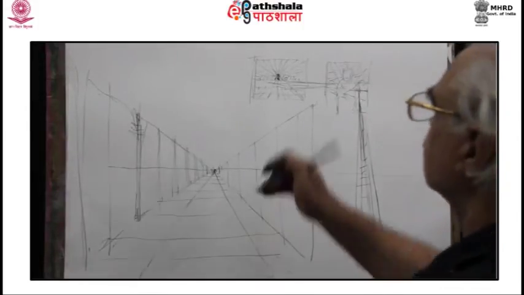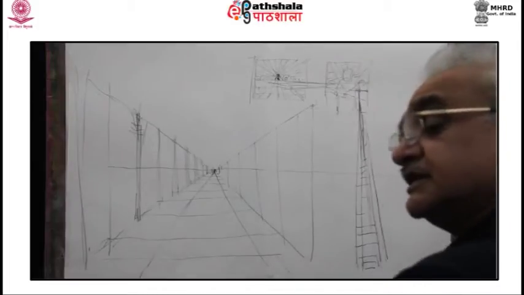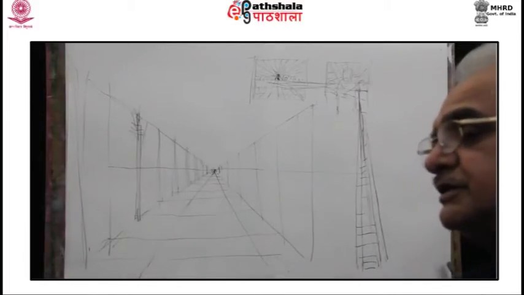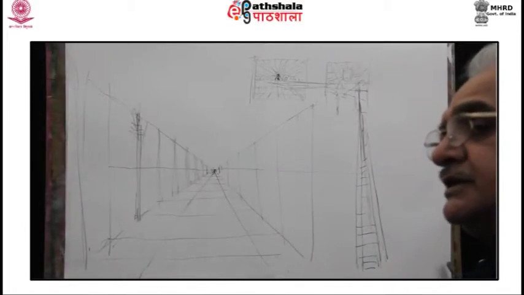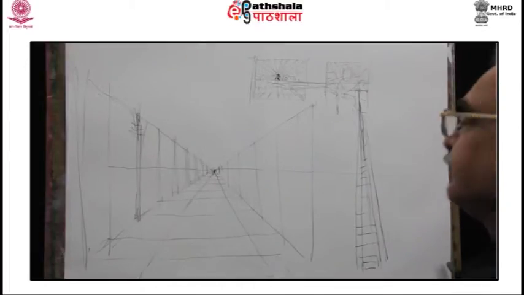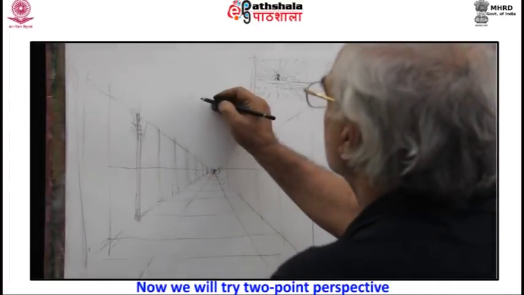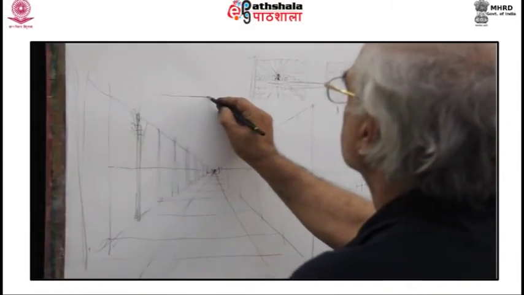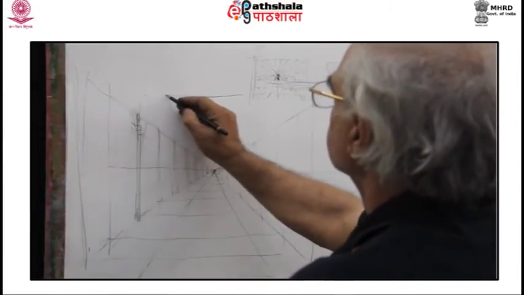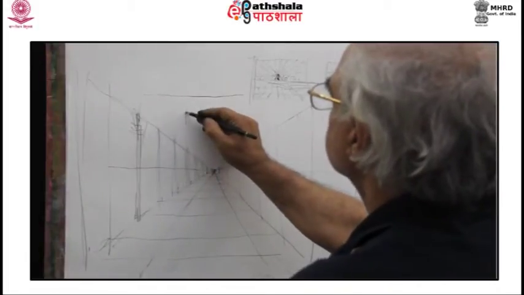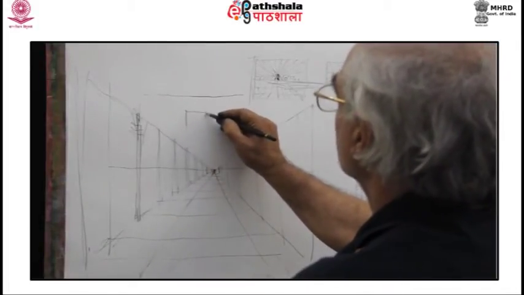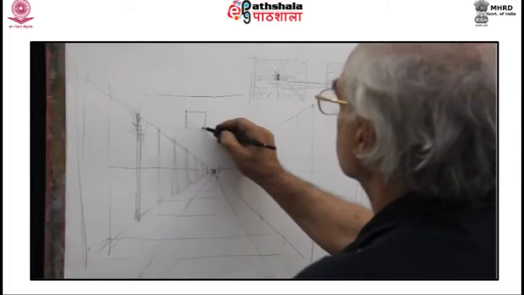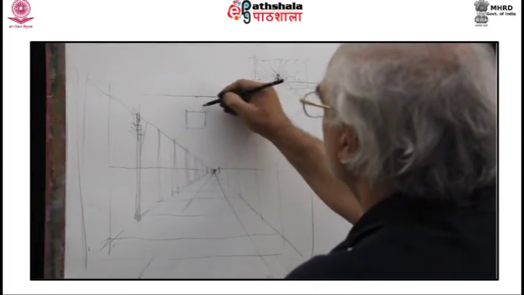There are three types of perspective: 1 point, 2 point, and 3 point. Now we will try 2 point perspective. Draw a horizon and then a square. Let both edges meet the vanishing point.